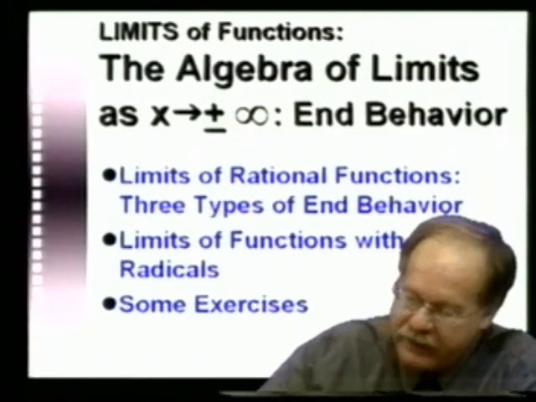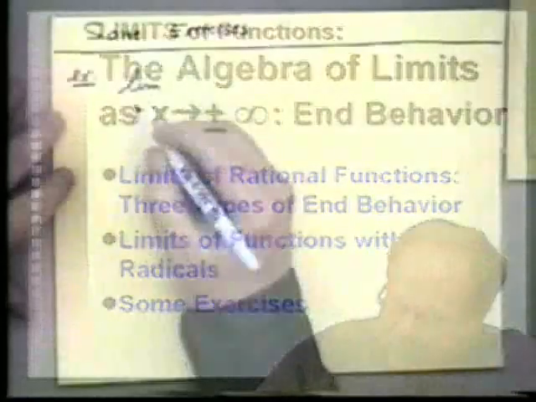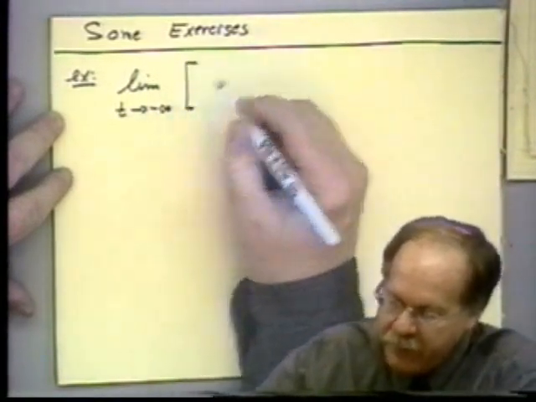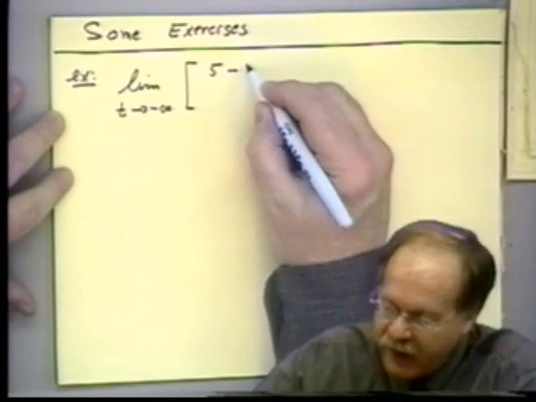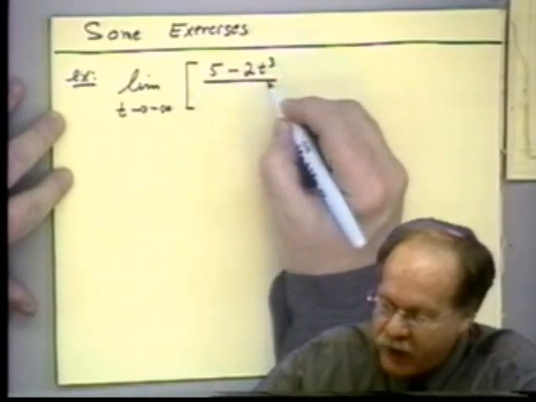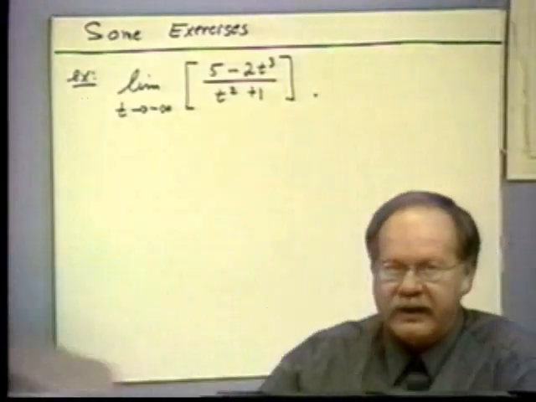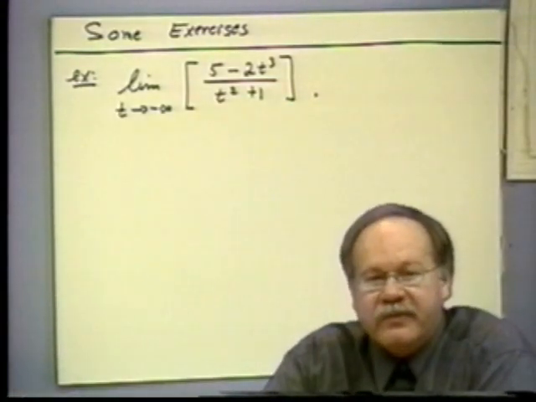The first one is this limit. Let's see what you can do with this. The limit as t goes to infinity of this rational function 5 minus 2t cubed over t squared plus 1. Give that a try. I'll come back and show you what I did.